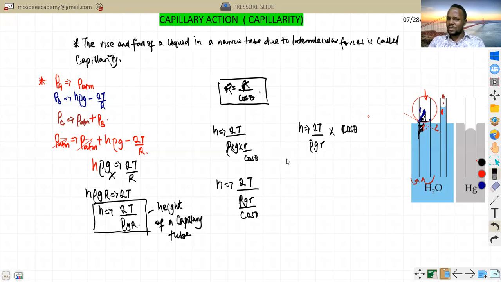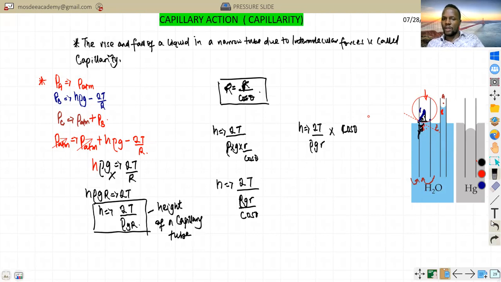And if you have issues, please let me know. We're having 2T divided by rho g r over cos theta. What I have done is I have just turned this one to multiplication. And when you turn that to multiplication, what happens will be what you are seeing here. So permit me to clean all this, as I want to write the final formula.